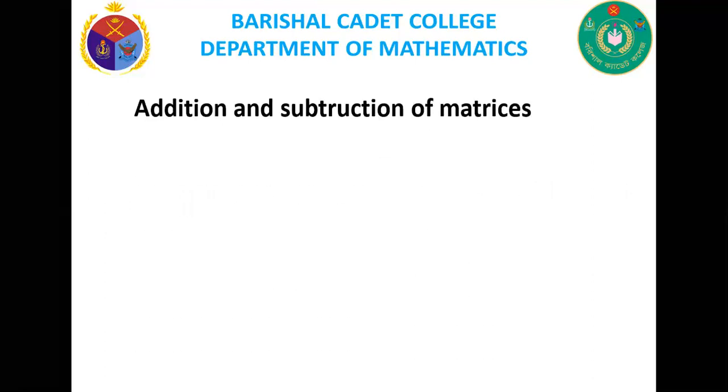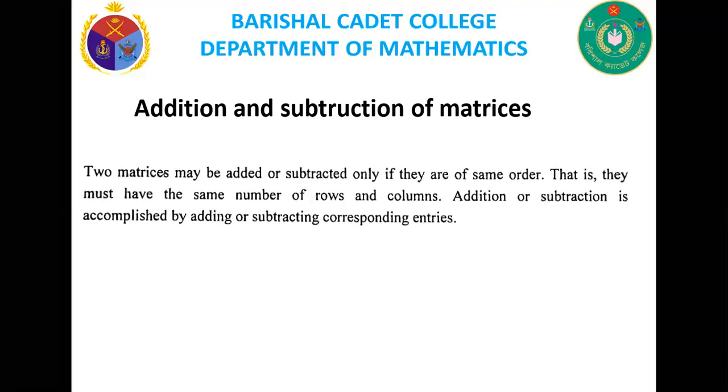Now we will learn the addition and subtraction of matrices. Two matrices may be added or subtracted if and only if they are of the same order. So boys, this is very much important. If you want to add or subtract two matrices, then their order must be the same. That is, they must have the same number of rows and the same number of columns. Addition or subtraction is accomplished by adding or subtracting corresponding entries.